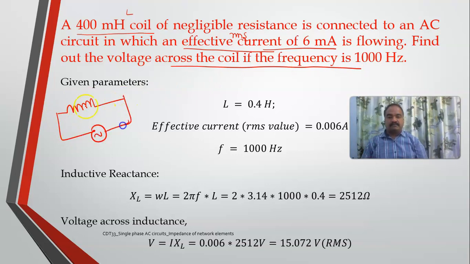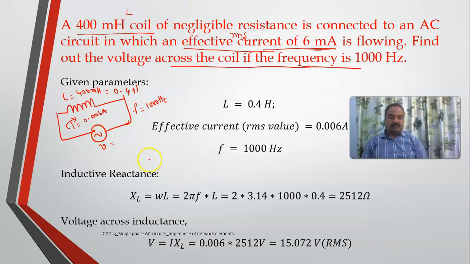Only an inductor is there. They have mentioned L is equal to 400 millihenry, which means it is 0.4 Henry. And they have mentioned a current of 6 milliamperes, I is equal to 0.006 amperes. And they have given the frequency also. It is 1000 Hertz. So what is the voltage they are asking?